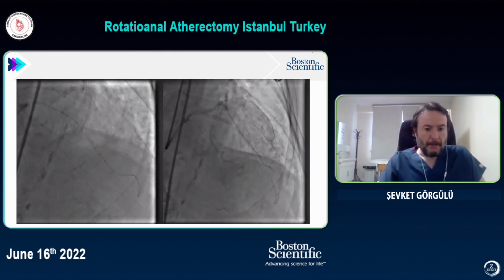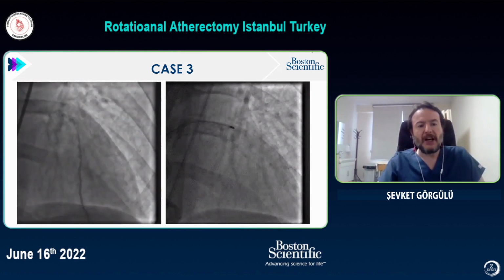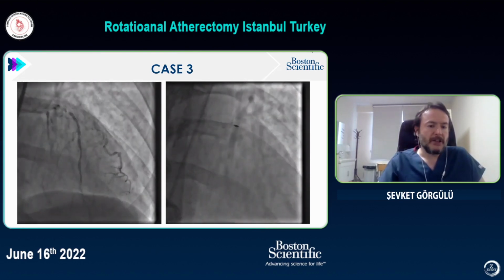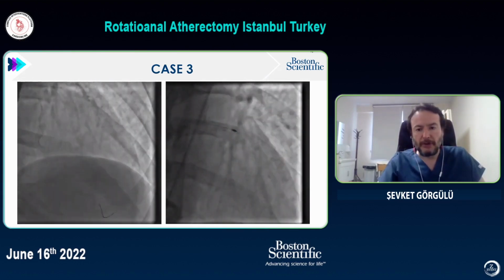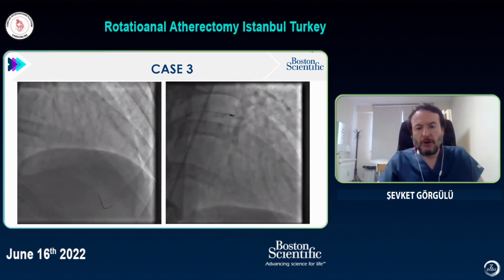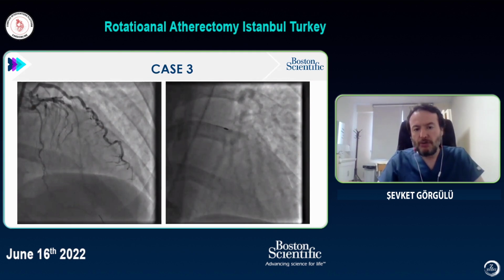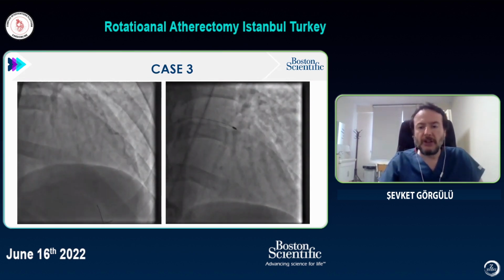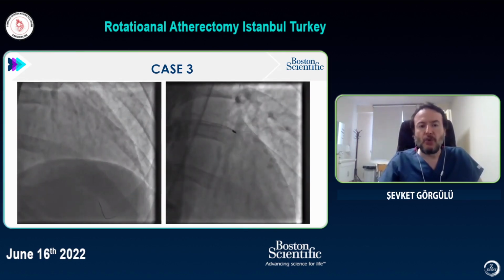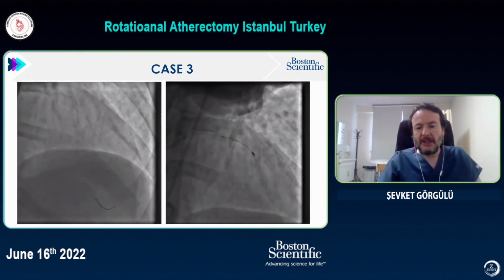So this is my last case here. So this is another case. It's a heavily calcified LAD with severe over 90% lesion in the proximal part of the LAD. And again with 1.5 burr rota, first doing it very slowly, and you see the pecking motion at the lesion. And then we have to be very patient in doing this maneuver because you can easily be stuck in the lesion.